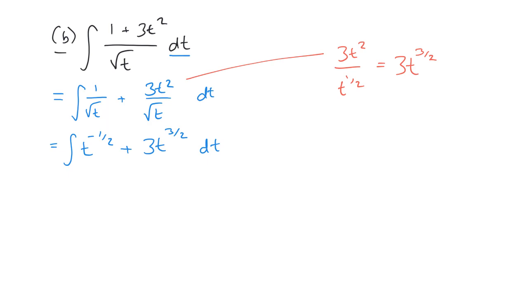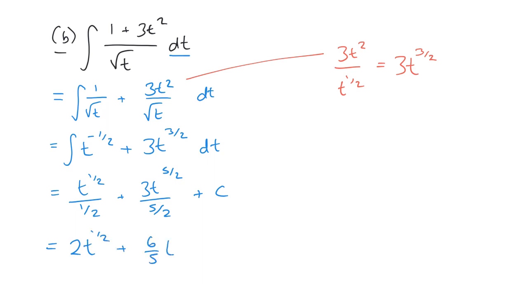Okay, so we've tidied it up, so now we can integrate. Add 1 to the index, divide by the new index. Remember your plus c. And tidying that up, we'll get 2t to the power of a half plus 6 over 5 t to the power of 5 over 2 plus c.